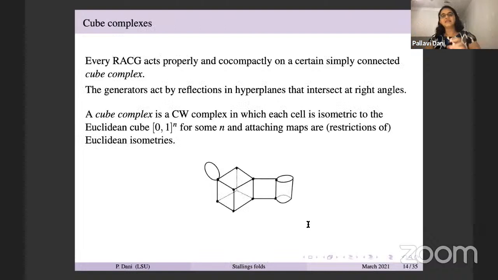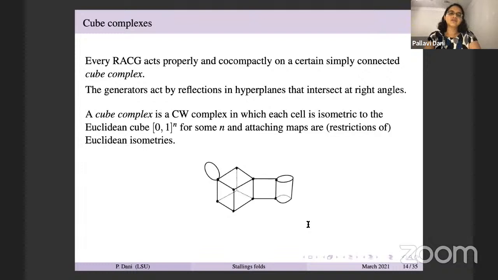And this right-angled comes from the fact that these right-angled Coxeter groups act properly and co-compactly on certain simply connected cube complexes with some very nice properties, which we won't really need in this talk. The point is that the generators of the right-angled Coxeter group act by reflections in certain hyperplanes. And these hyperplanes intersect at right angles. So that's where this right-angled nomenclature comes from.